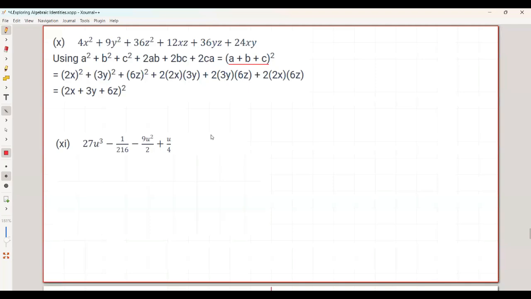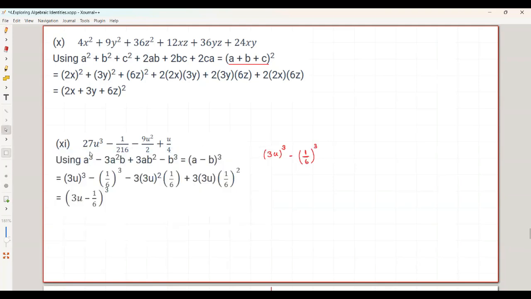From this, we can find out what is a. A is going to be, so 27 you can write as 3u the whole cube, and minus. 216 means 1 by 6 the whole cube. Now this is my a, this is my b. So the answer will be 3u minus 1 by 6 the whole cube. For the expansion, we are going to use a cube minus 3a square b plus 3ab square minus b cube is equal to a minus b the whole cube.